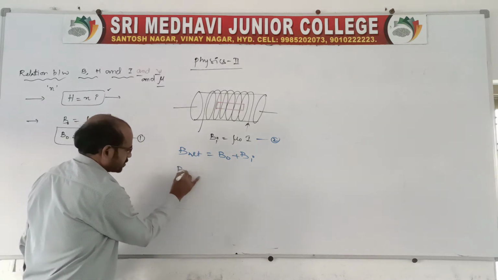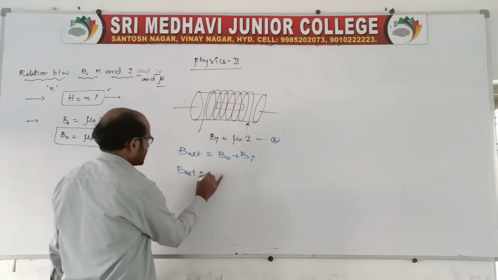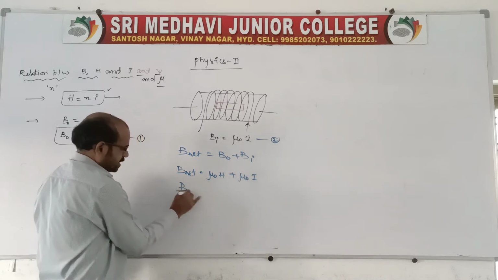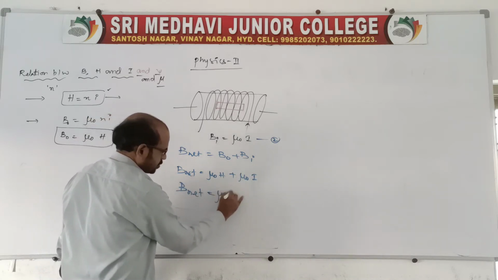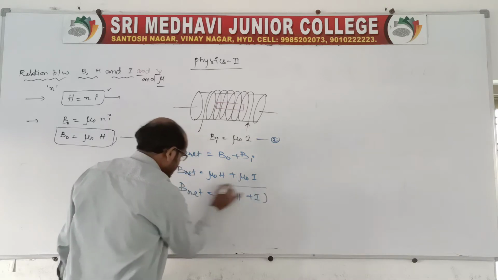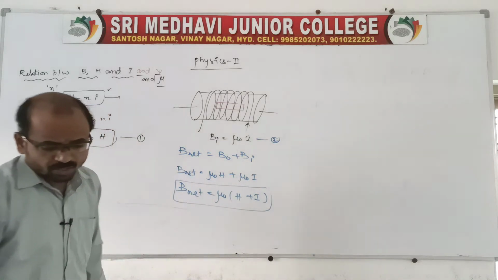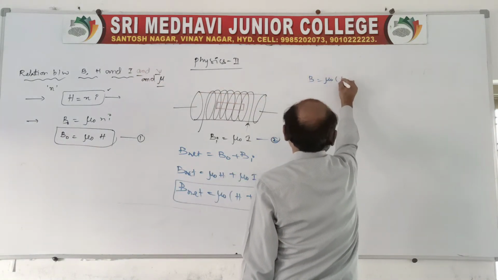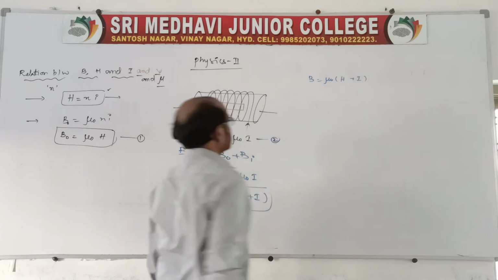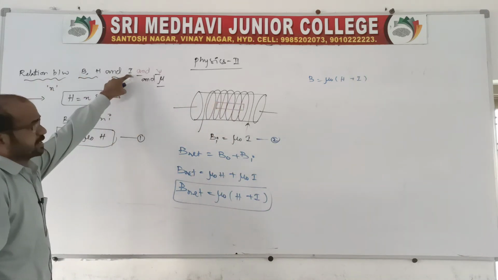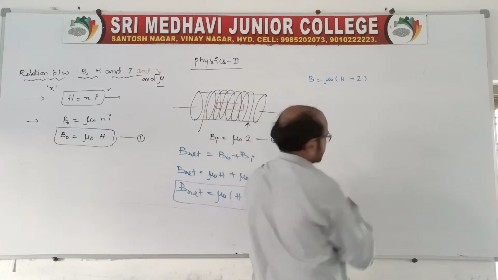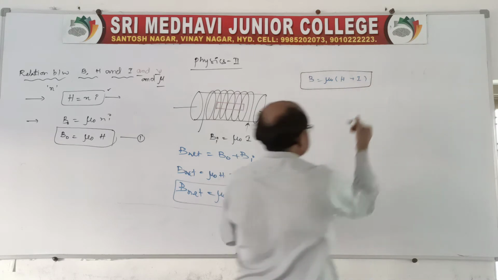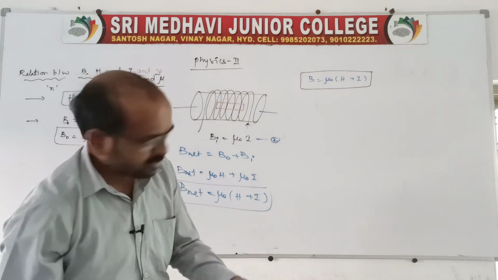We know B naught and we know Bi. Therefore B net, we can write B naught as mu naught capital H, and Bi as mu naught capital I. So B net is equal to, taking mu naught common, mu naught into capital H plus I. Instead of B net, we write B is equal to mu naught into capital H plus I. This is actually the relation between B, H and I. So keep it as one expression, a relation between B, H and I. It's clear? Now let's move to the next one.